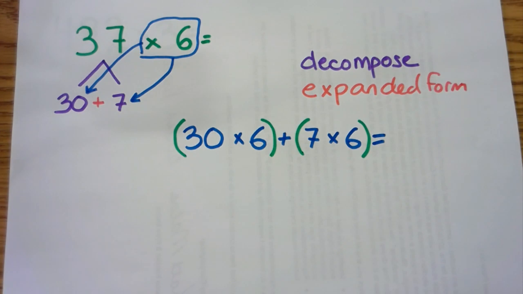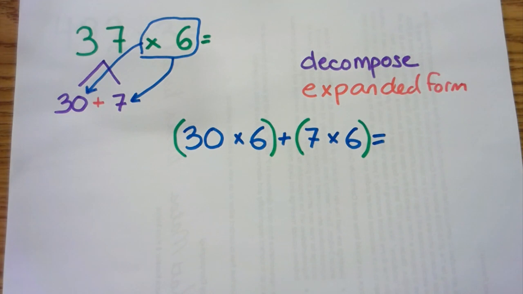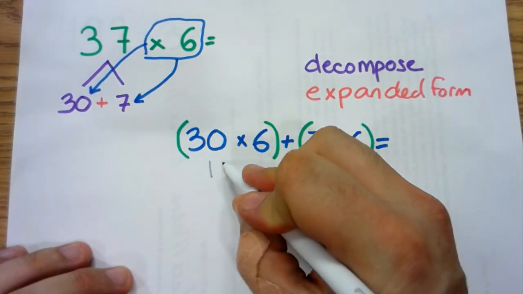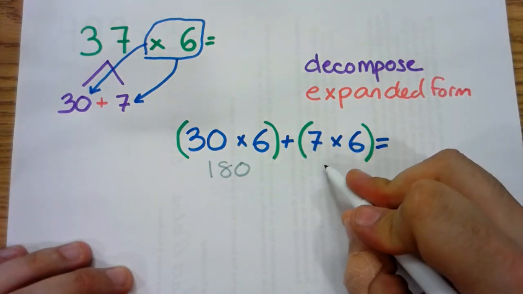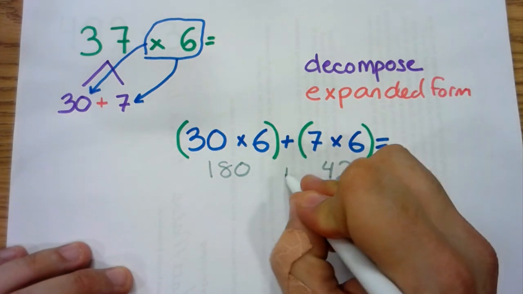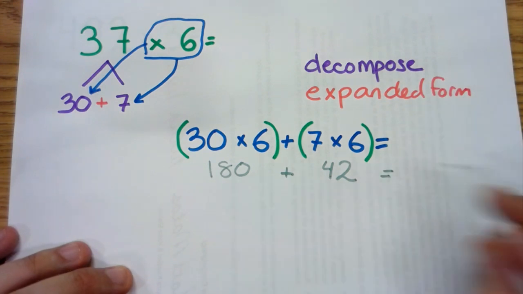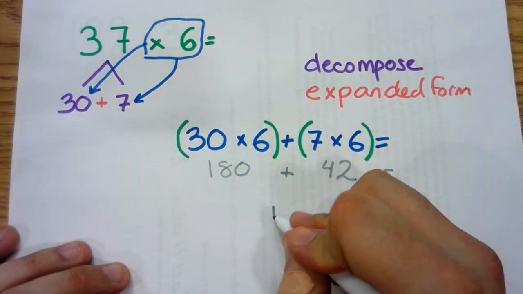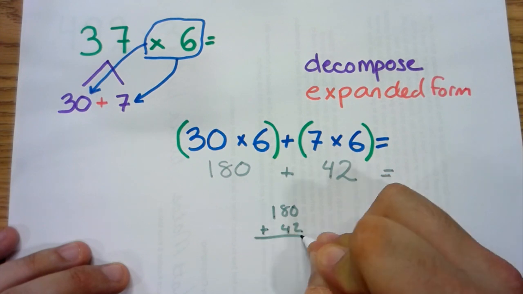And I can solve this, and I can say, well, let's see. 30 times 6, well, I know that 3 times 6 is 18, so 30 times 6 has to be 180. And I've got 7 times 6. 7 times 6 equals 42. And I can add these together, 180 plus 42. If I can add it horizontally, that's fine. Otherwise, I can rewrite it certainly as vertical, 180 plus 42.